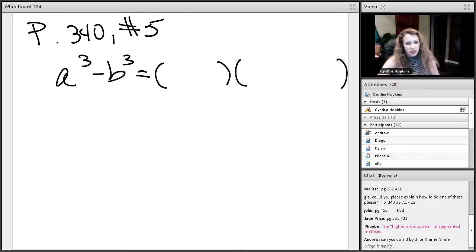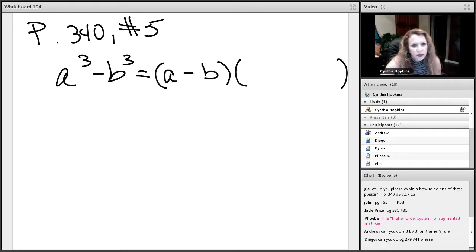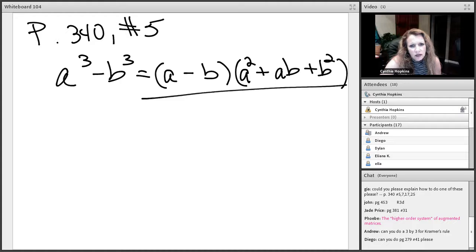So that's the first thing I want to write. I put my parentheses so it looks like a binomial times a trinomial. And then you sing the song. You take the cube root of the first, that's A, and the cube root of the second, that's B, and you keep the same sign. Then, looking at my binomial, square the first, change the sign, multiply together, add the square of the last. And so there is your answer.